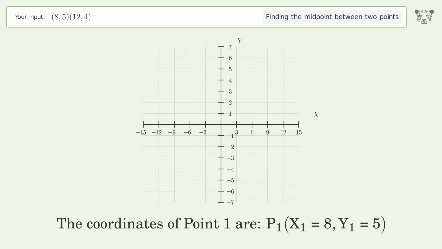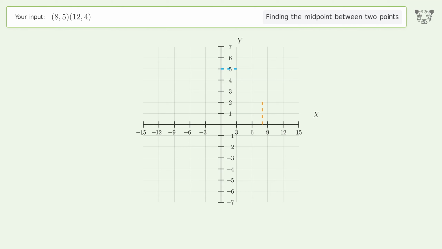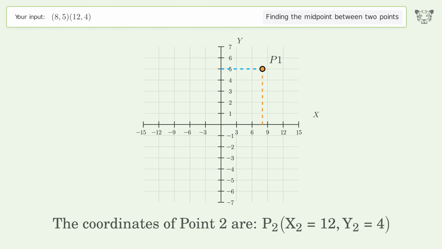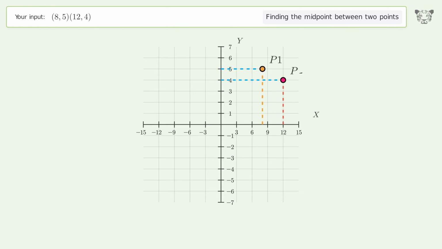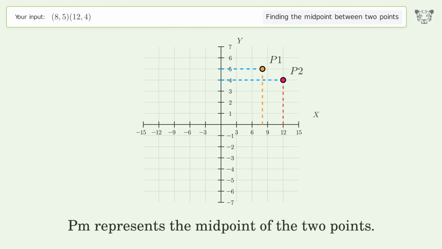The coordinates of point 1 are x1 equals 8, y1 equals 5. The coordinates of point 2 are x2 equals 12, y2 equals 4. PM represents the midpoint of the 2 points.